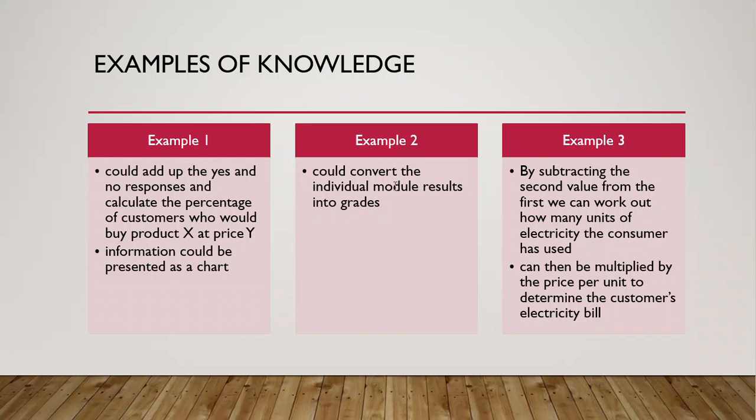Okay, or for example 2, we could convert the individual module results into grades. Okay, A, B, C, and so on. And for example 3, the electricity bill. By subtracting the second value from the first, we can work out how many units of electricity the consumer has used, then this can be multiplied by the price per unit to determine the customer's electricity bill.